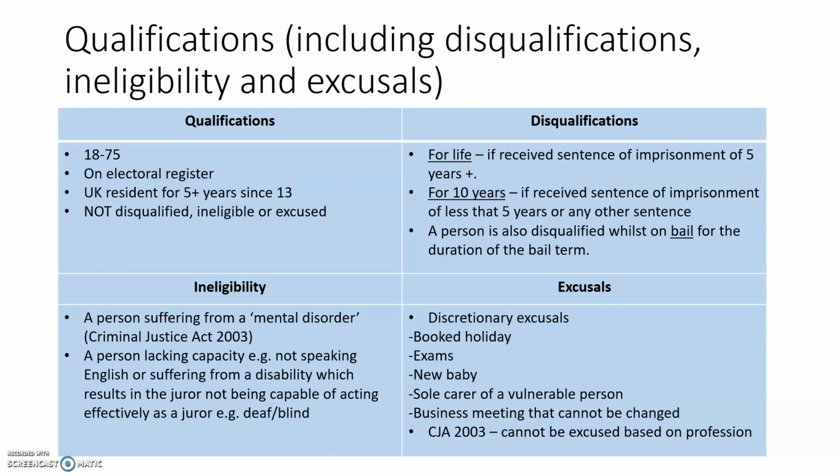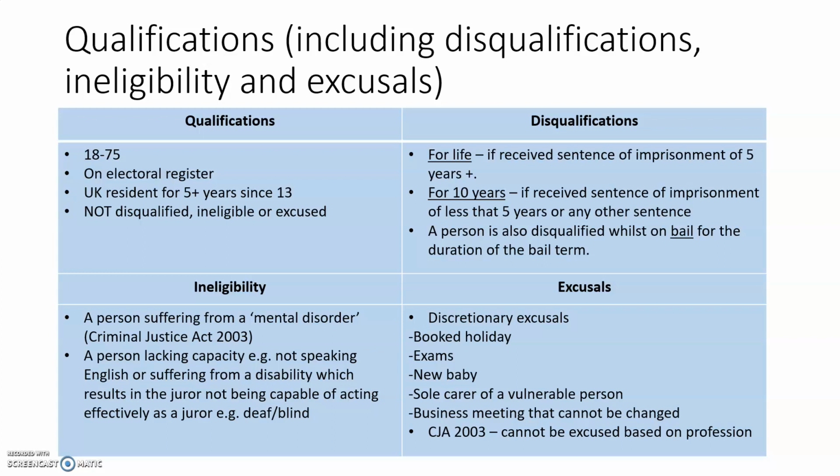So if we start with qualifications, the main qualifications is that the jury is aged between 18 and 75. They have to be on the electoral register or roll, and they have to be a UK resident for 5 years since the age of 13 or 5 years since becoming a resident in the UK. One of the qualifications is you're not disqualified, ineligible or excused, hence why you have to talk about disqualifications, ineligibility and excusals.